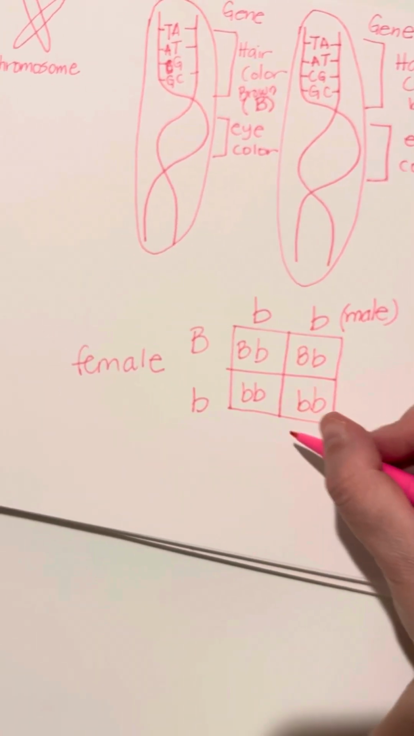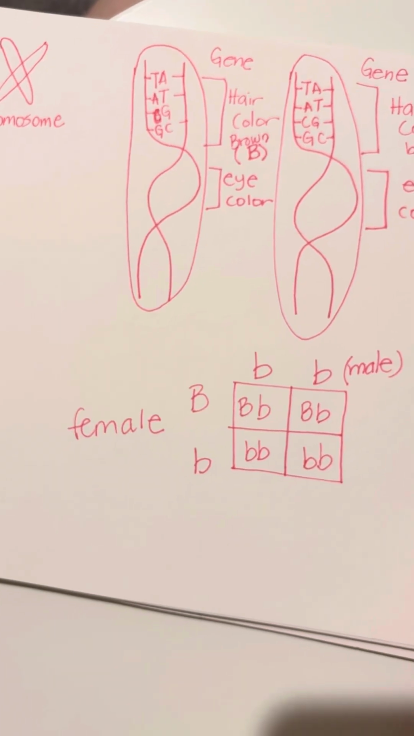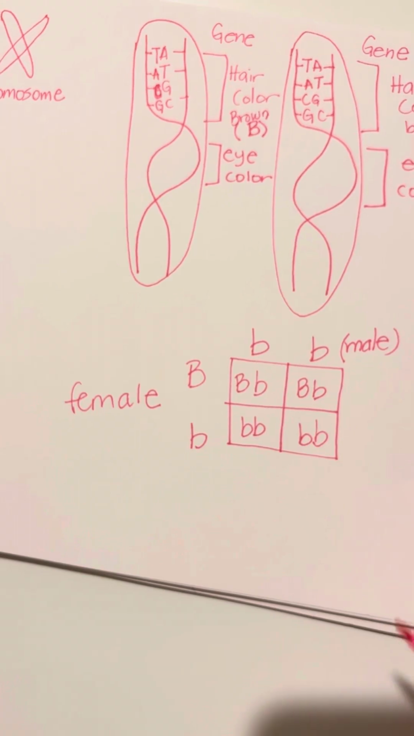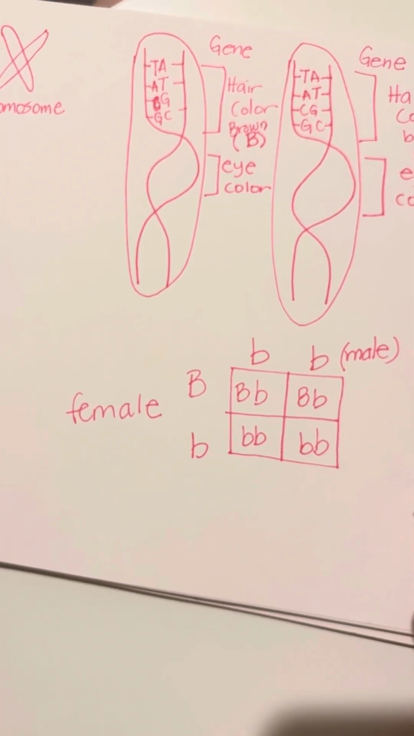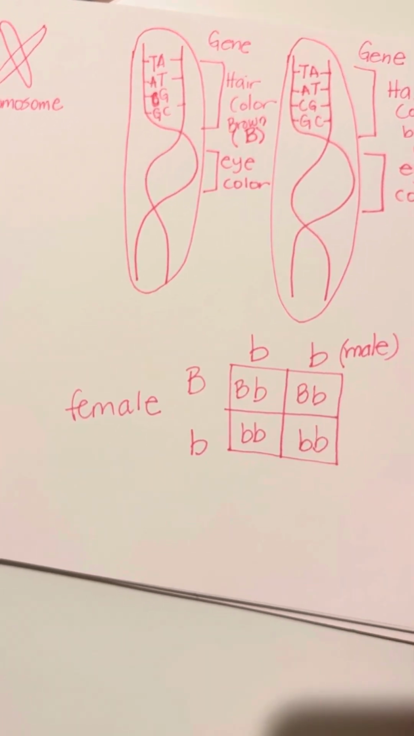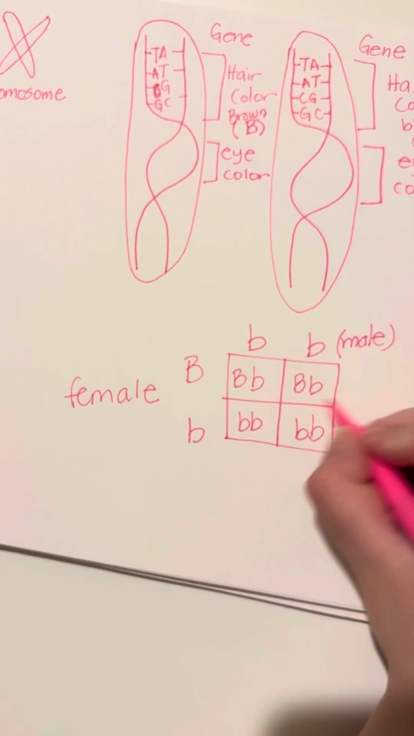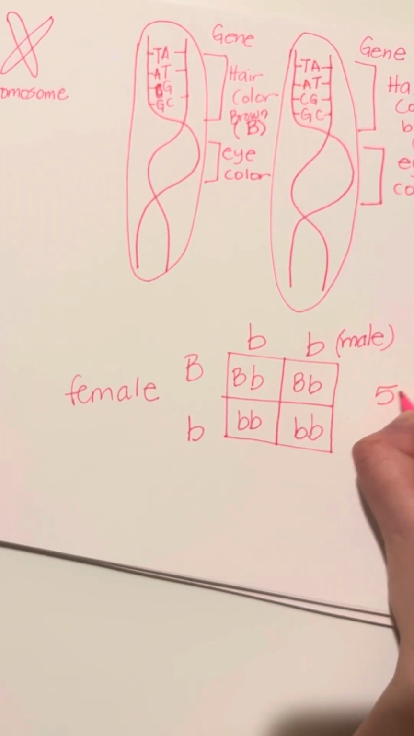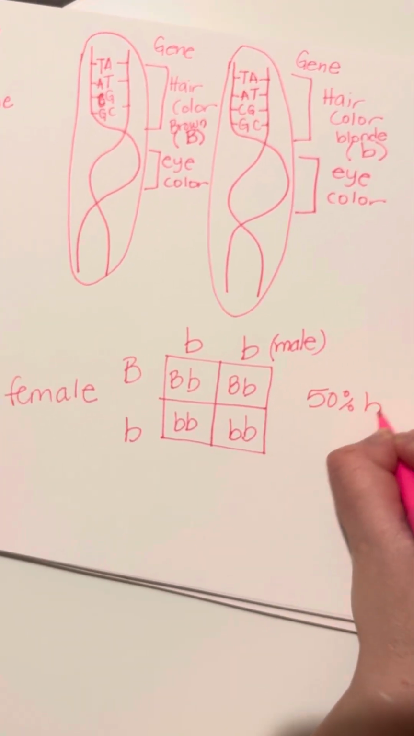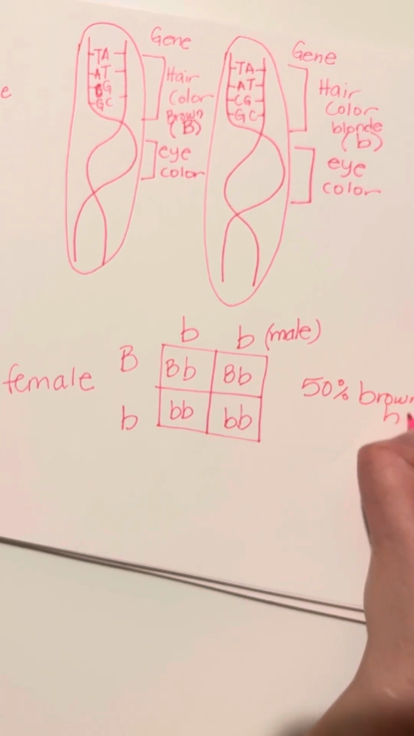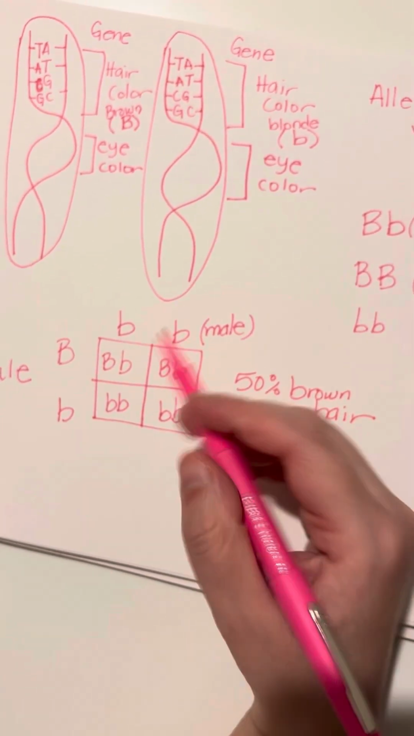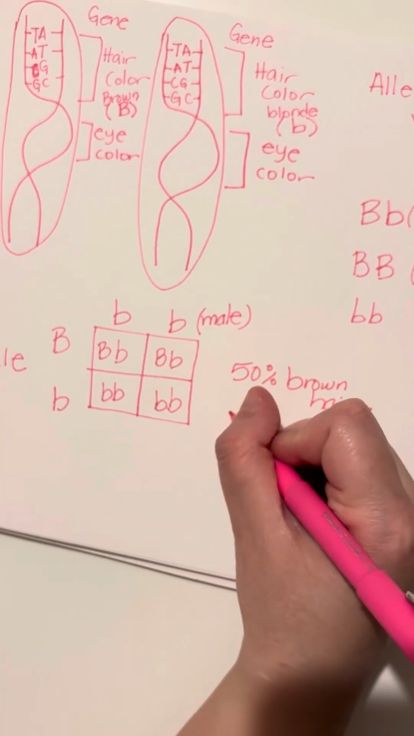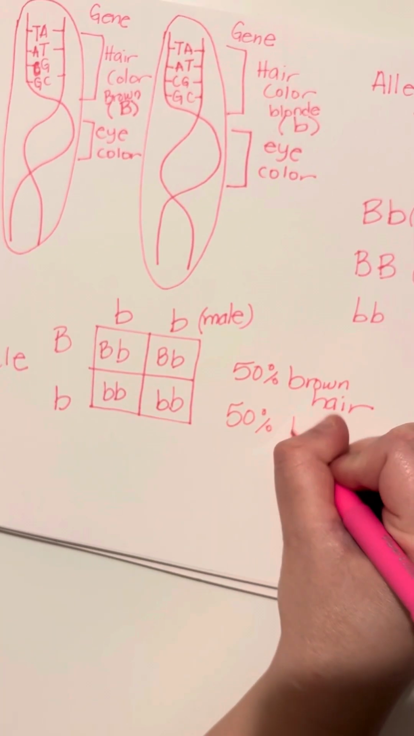All right, so what is the probability, or what is the percentage, if we were to have a child, of kids that would possibly have brown hair? If I look here at the Punnett square, 50% would have a chance of having brown hair, because this one would have brown hair, this one would have brown hair. What is the percentage of blonde hair? 50% would have blonde hair.